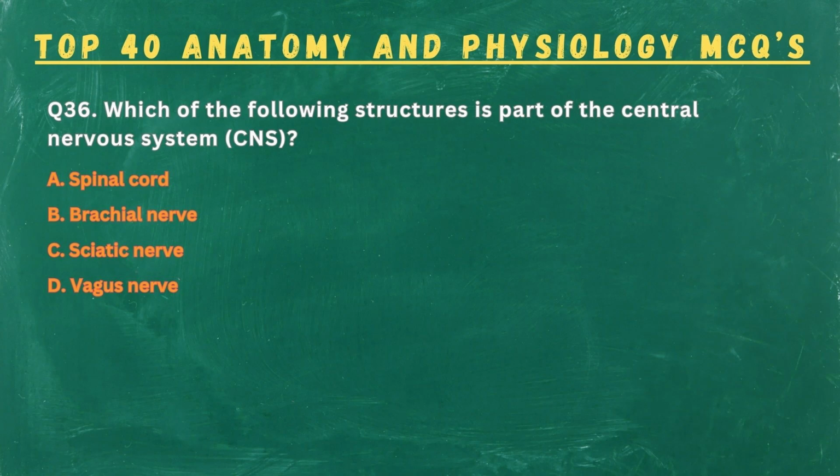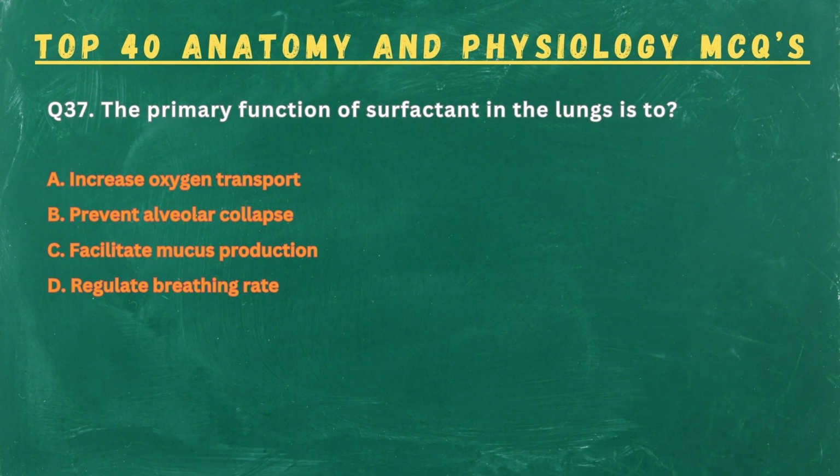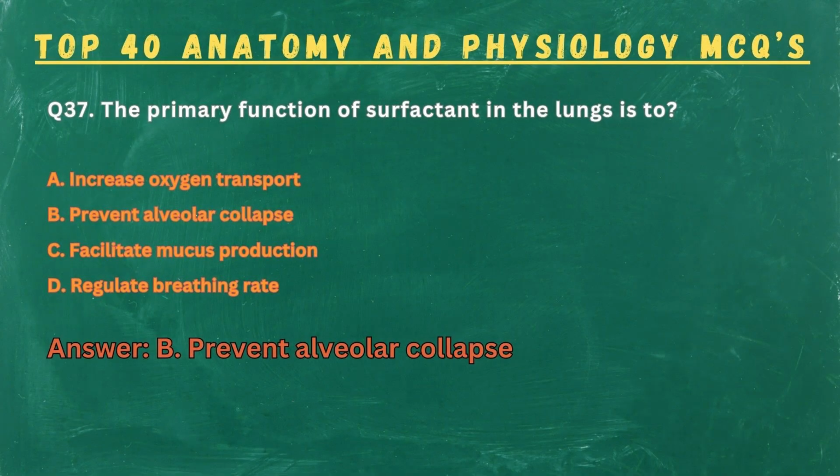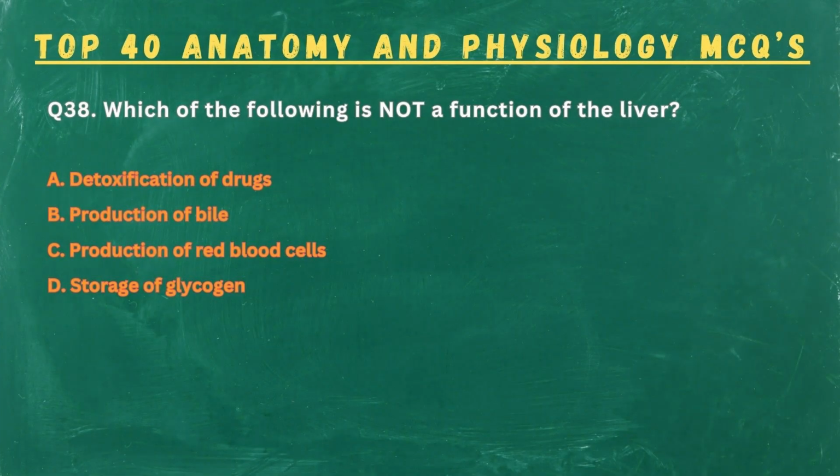Q36. Which of the following structures is part of the central nervous system, CNS? A. Spinal cord. B. Brachial nerve. C. Sciatic nerve. D. Vagus nerve. Answer: A. Spinal cord. Q37. The primary function of surfactant in the lungs is to? A. Increase oxygen transport. B. Prevent alveolar collapse. C. Facilitate mucus production. D. Regulate breathing rate. Answer: B. Prevent alveolar collapse.